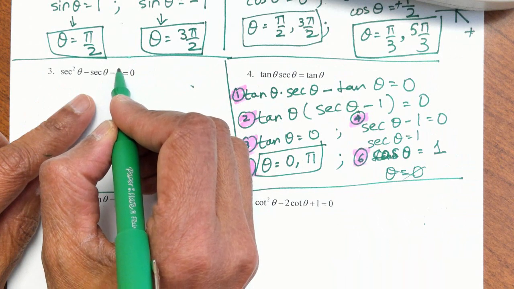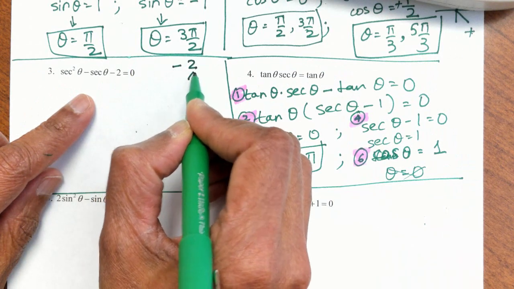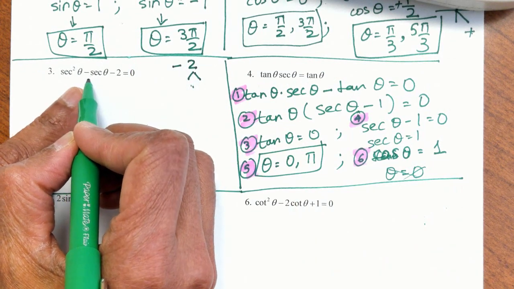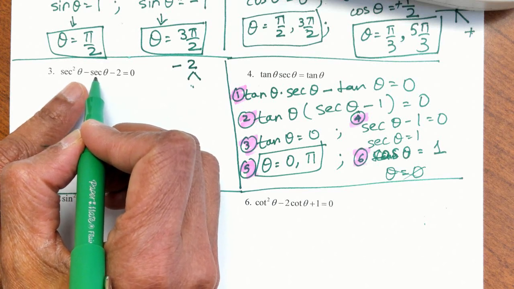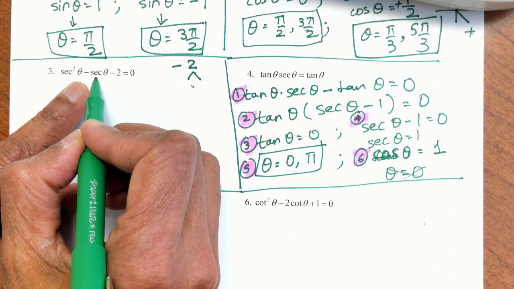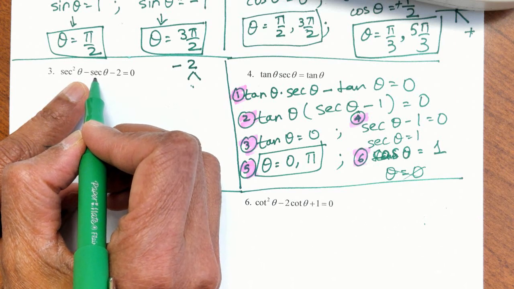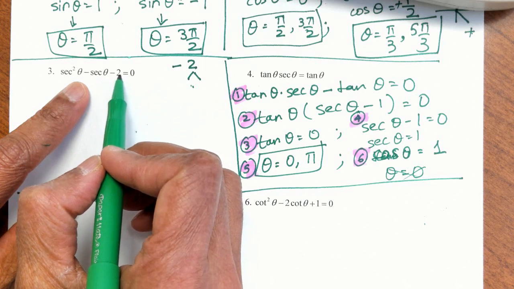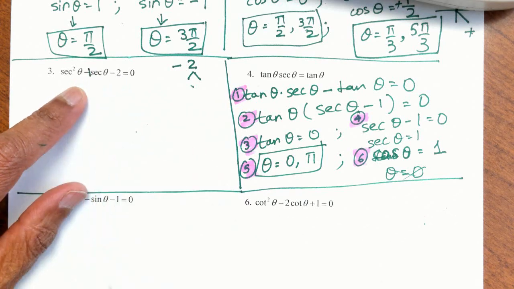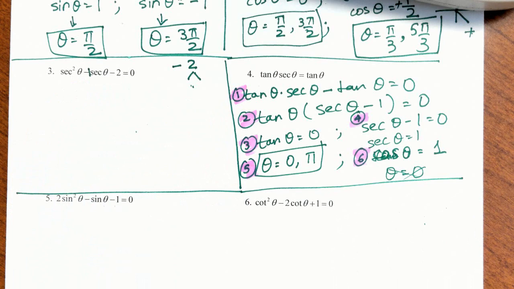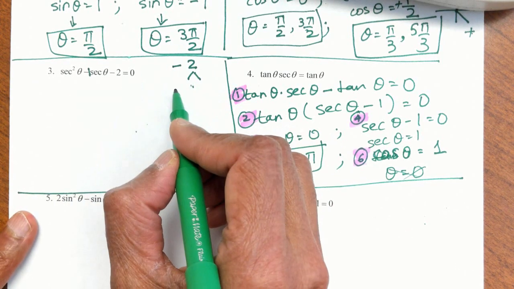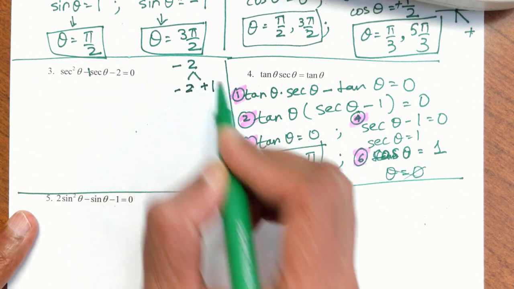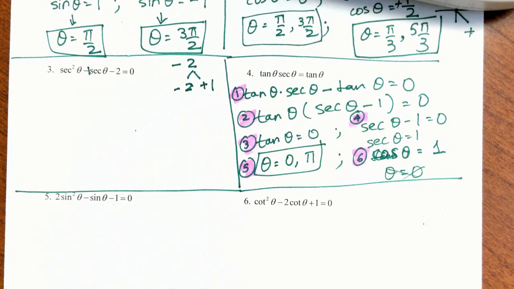What are the factors of -2 that add up to what? What's the coefficient of x here? What's the coefficient of secant theta here? Yes, no, maybe? Are we getting what we're talking about? What are the factors of -2 that add up to -1, right? Everybody got it? -2 and +1 work. -2 times +1 is -2. -2 plus 1 is -1.